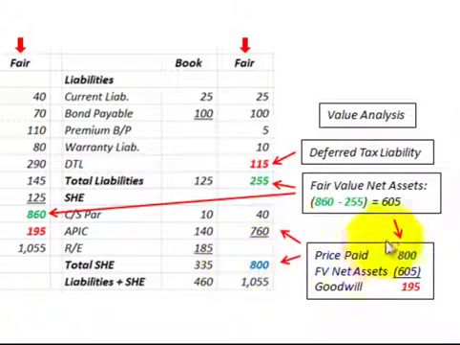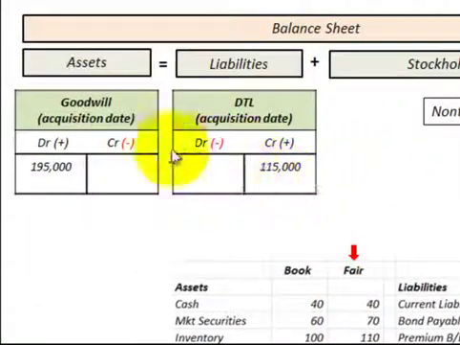And the price we paid here was $800,000 for the stock that we issued here, less the fair value of our net assets here of $605,000. So our goodwill here would be $195,000, and it's shown over here. Now, to record this on our balance sheet, we'd debit or increase our goodwill here for $195,000, and then we'd have this deferred tax liability account here for $115,000.